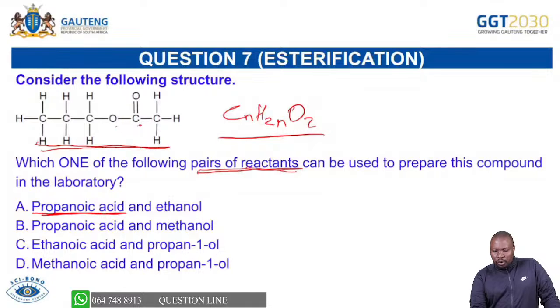This one, C double bond O, is your acid. But you can see that the one with the C double bond O has 2 carbons. It cannot be propanoic with 2 carbons. So this must be the wrong option.